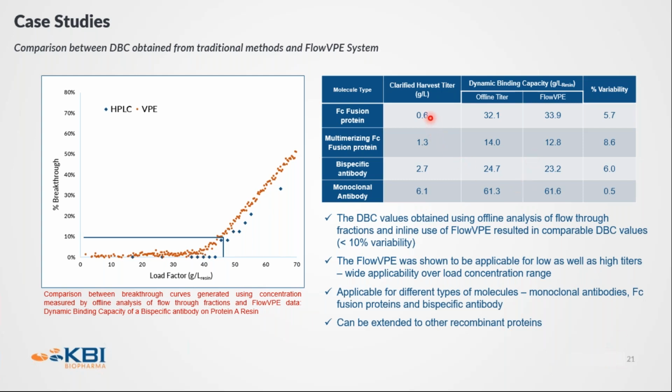So you can see that it worked very well for Fc fusion protein. It worked well for a bispecific antibody, and it worked well for monoclonal antibodies. So we have a lot of data, but this is just a part of the data. But all of this data proves that the traditional method and the FlowVPE method perform comparably, and there is no reason why we cannot extend this to other recombinant proteins as well.